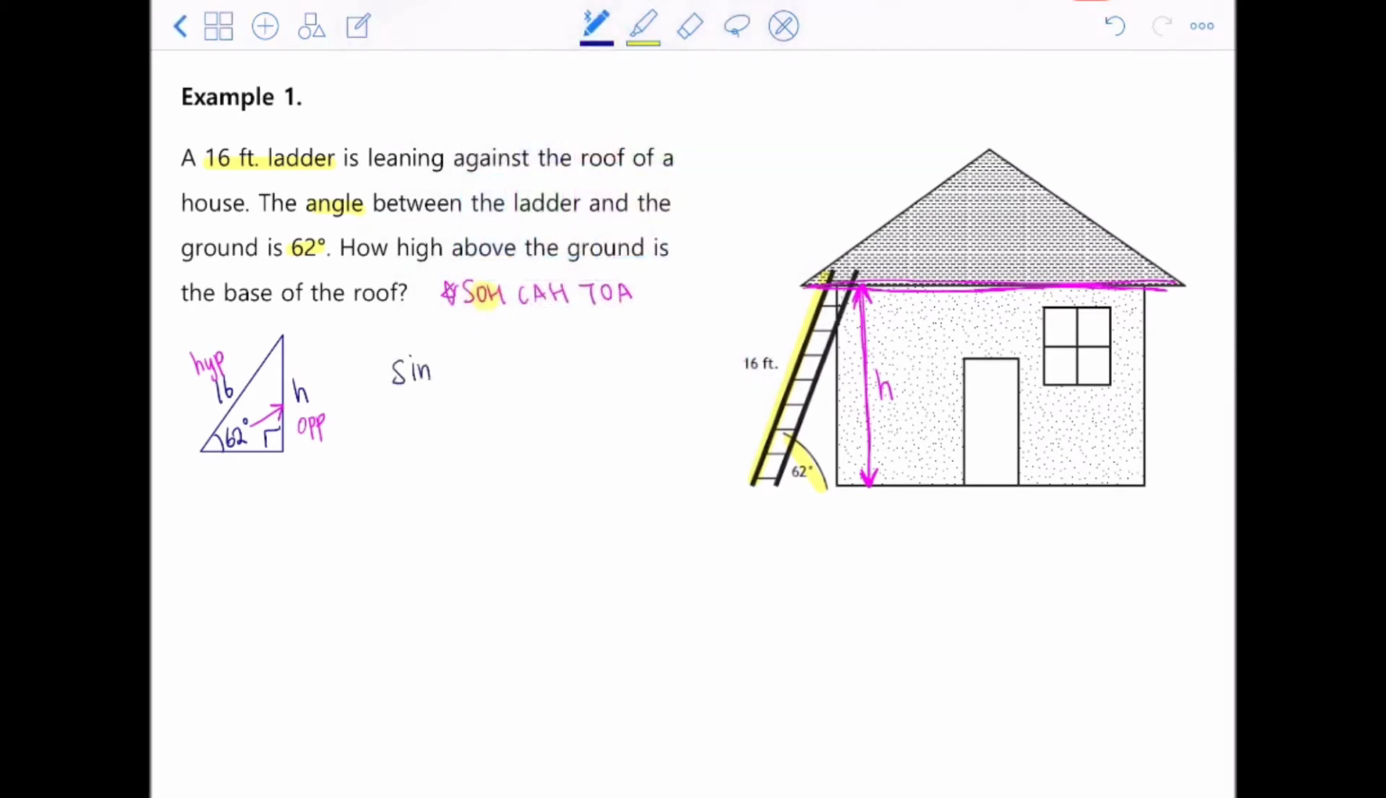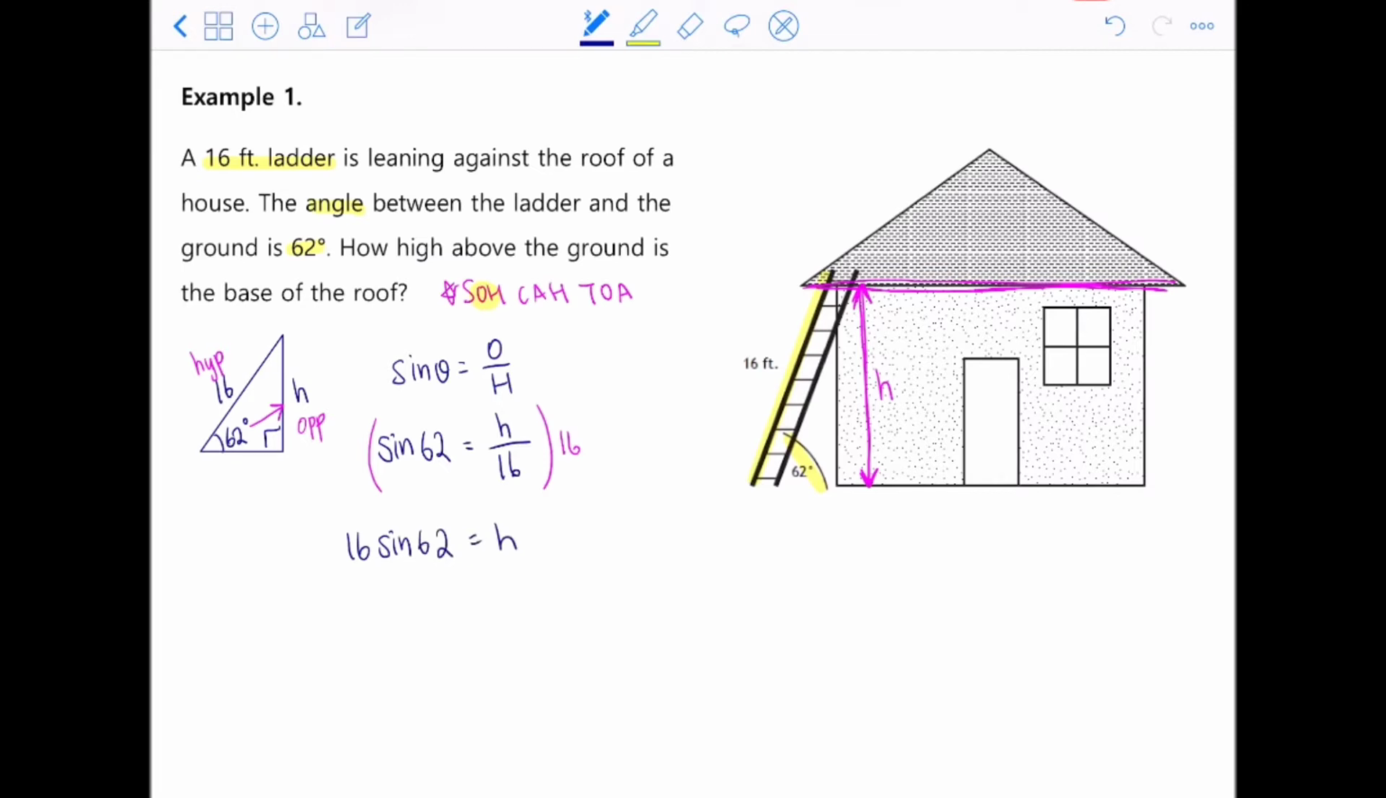So let's start with the formula sine theta equals opposite over hypotenuse. Plug in all the values we know. So the angle is 62 degrees. Opposite is h, little h. And hypotenuse is 16. From last class, we talked about how to remove the denominator, or how to isolate h. So we multiply 16 to both sides of the equation, and we'll get 16 times sine of 62 equals h.